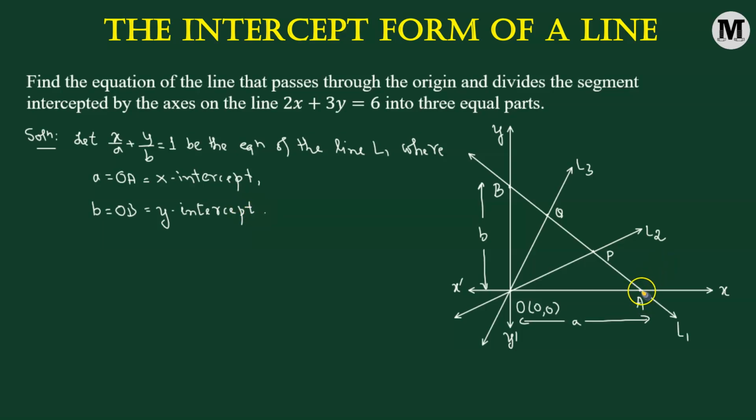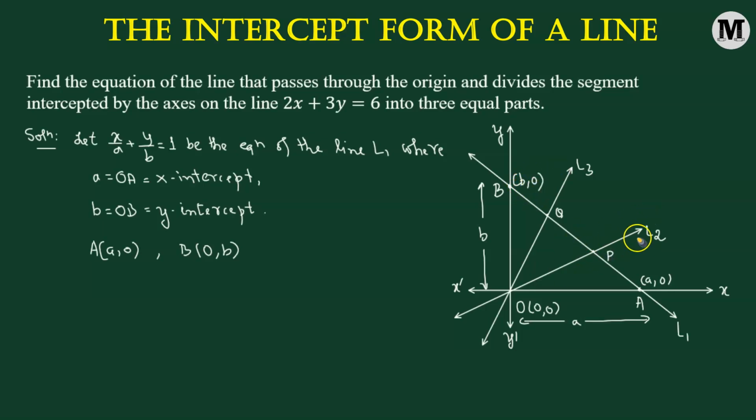Now, in the next step, we're going to define the coordinates of points A and B. That's an easy task. The coordinates of point A are simply (A, 0), and the coordinates of point B are (0, B). Let's note it down. So A has the coordinates (A, 0), and B has the coordinates (0, B).